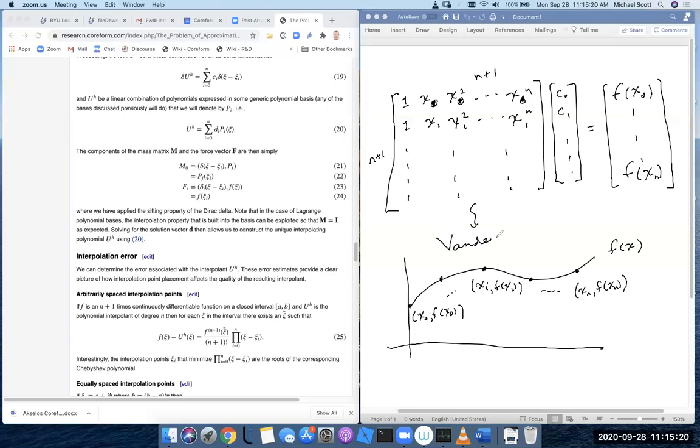Yep, Vandermonde matrix. And so if this matrix is invertible, you can solve for the coefficients, and then you can reconstruct your approximation. Let's call it maybe f of x h. Your approximation is then C0 plus C1x plus C2x squared. That will give you a polynomial that's going to go through these points, right? It may not be exact, but it's going to give you something that's exact at the points.